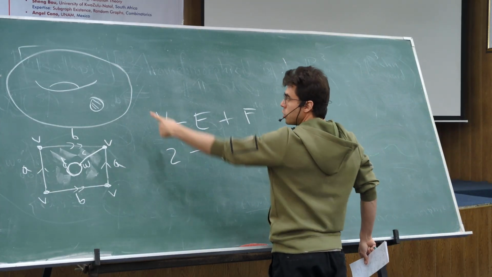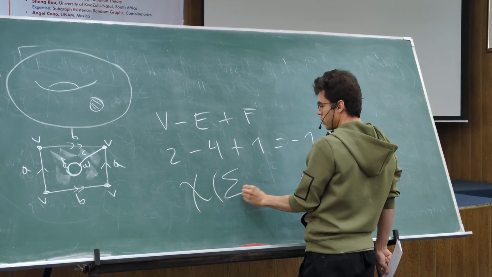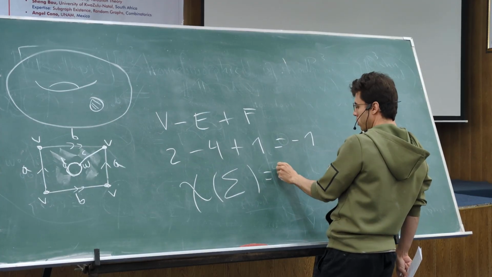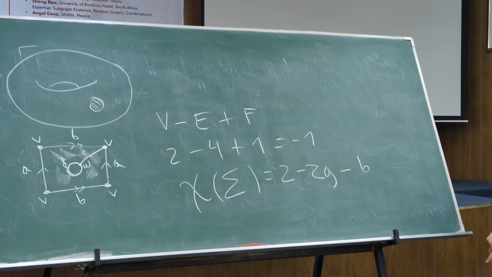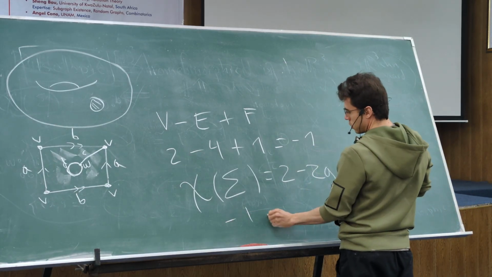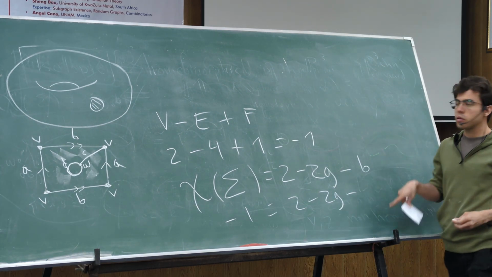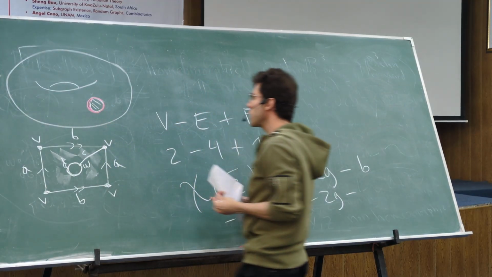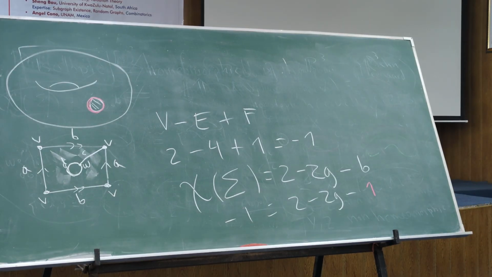So what is the genus? So the genus should be 1. So we use the formula for surface with boundary components. So it's 2 minus 2g minus d. So we find here -1 equals 2 minus 2g minus 1, and we have one boundary component. This is the boundary component. So the genus is 1.